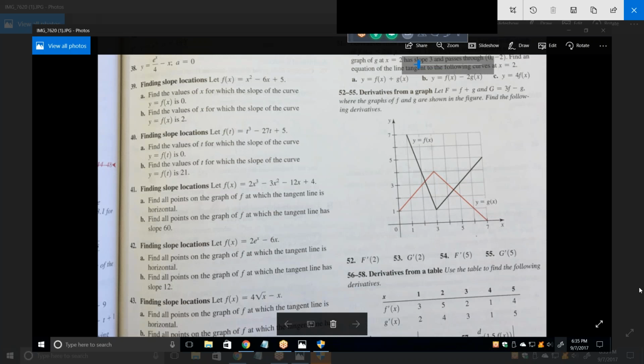Find the values of x for which the slope of the curve y equals f of x is 0. Keyword: slope. How do we get that? Derivative. So what's f prime of x? 2x minus 6.